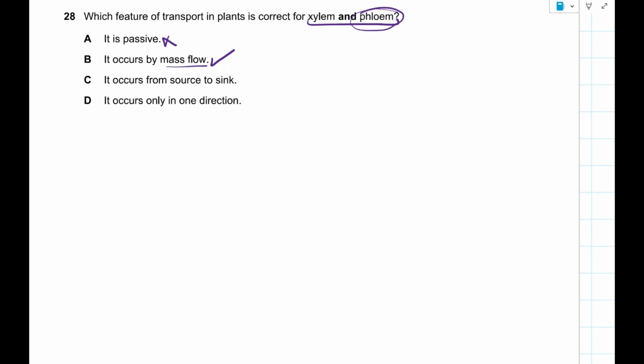It occurs by mass flow. C, it occurs from source to sink.